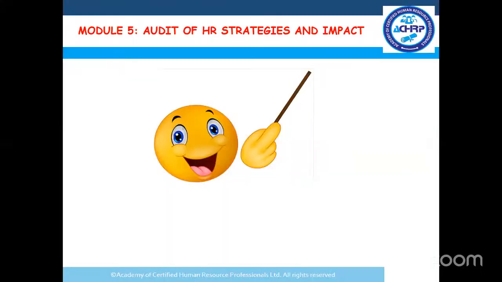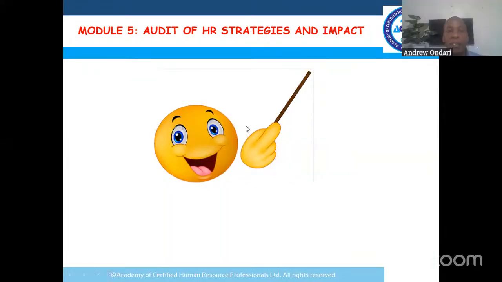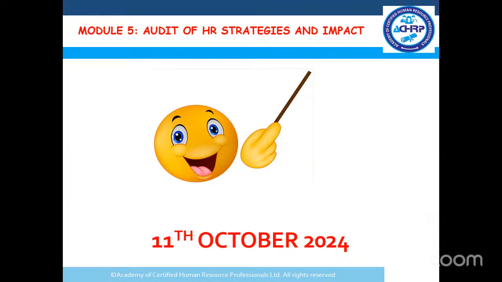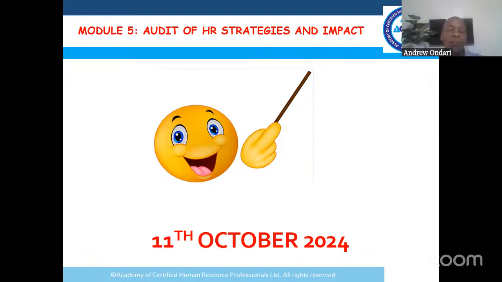The topic is entitled Audit of HR Strategies and Impact. We are looking at how the audit that we have been looking at since Monday to today, based on the human resource functions, can impact on the performance of an organization and the attainment of its strategies.